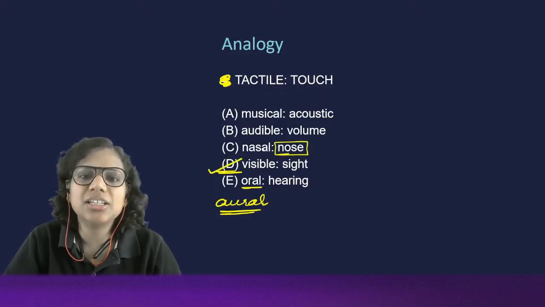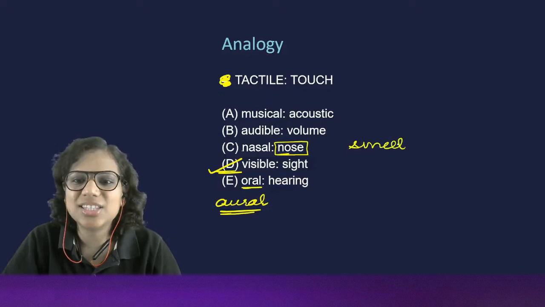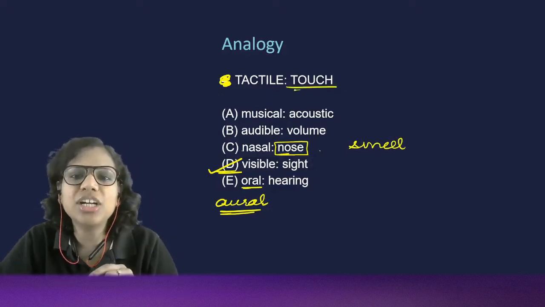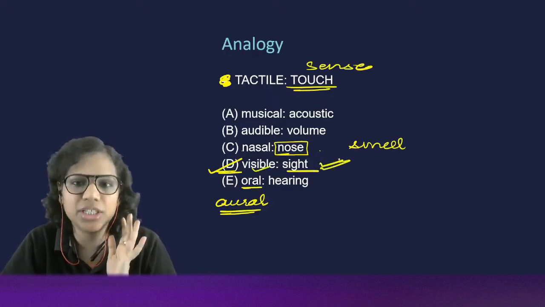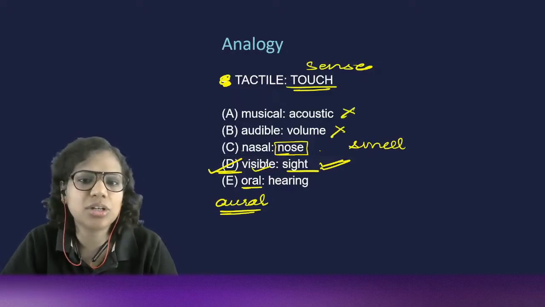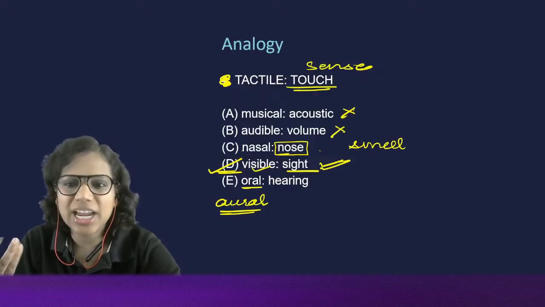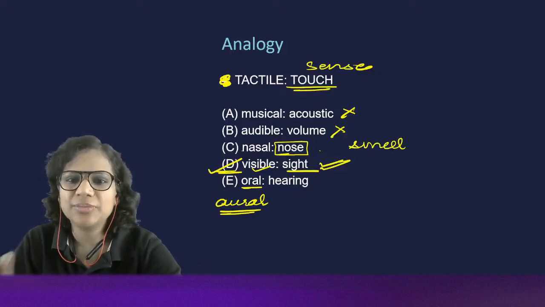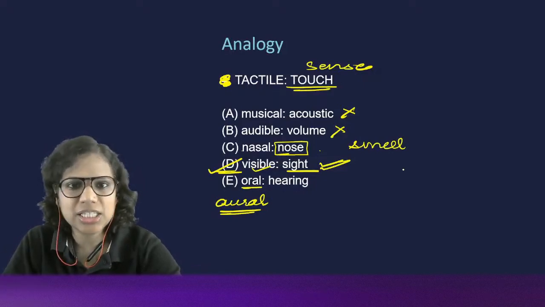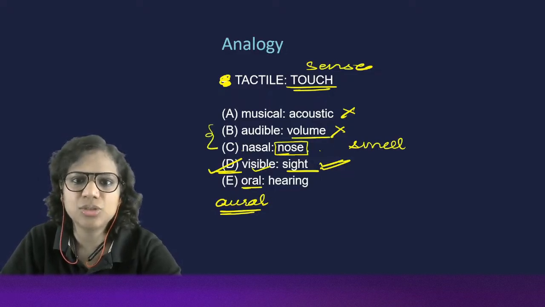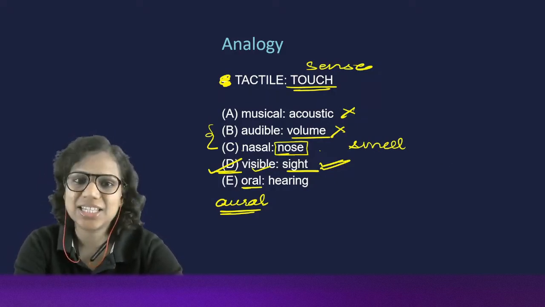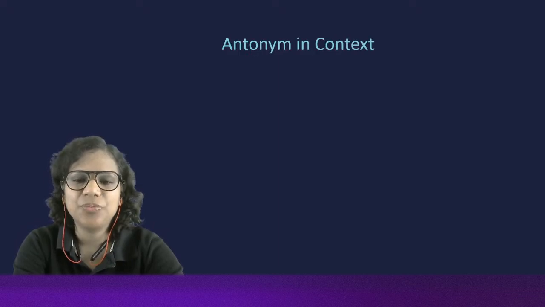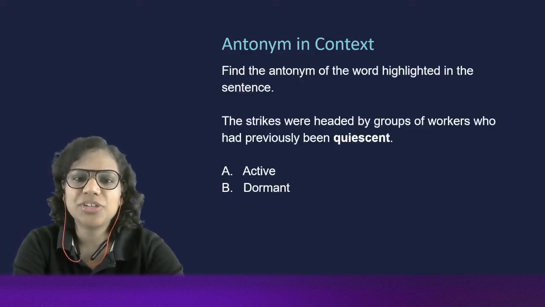Nasal is related to nose. Actually, smell is the sense, not nose. Nose is the sense organ. We are talking about a sense here, right? So visible, related to sight, is the only fit here. Volume is not a sense, acoustic is not a sense. So D is the only possible answer. I'm glad that many of you realized this. And B and C also some of you have marked. So I hope now you've realized that nose is a sense organ and not a sense. Volume is not a sense. Hence D.